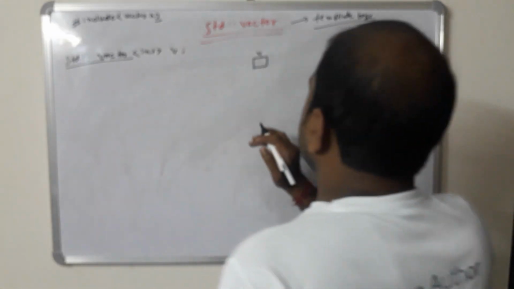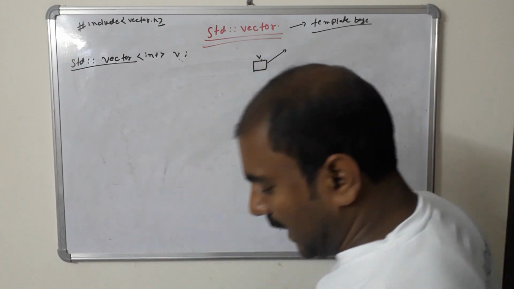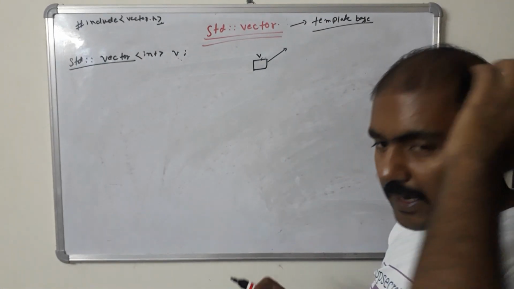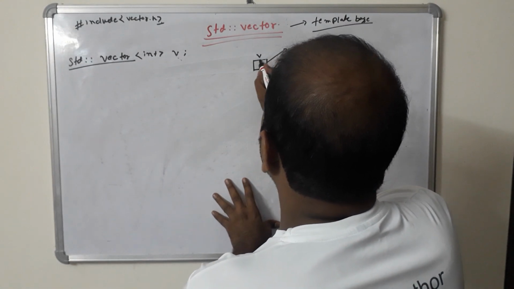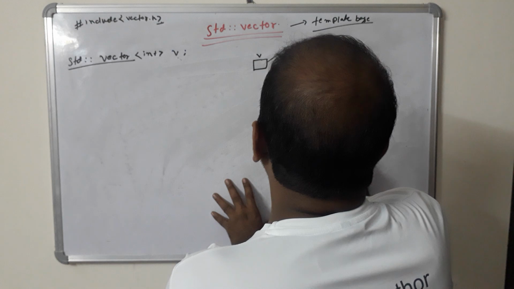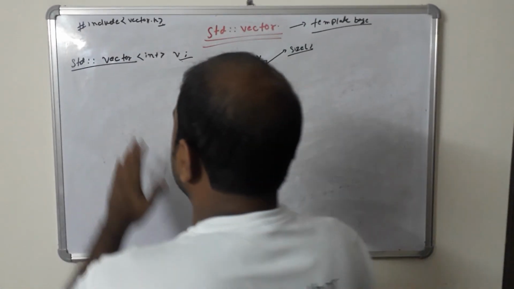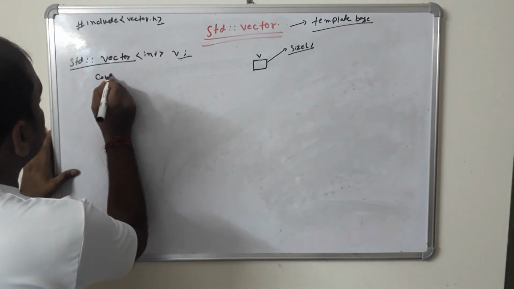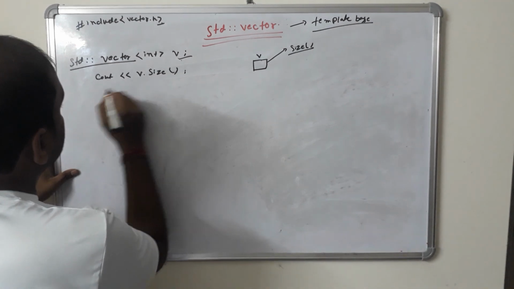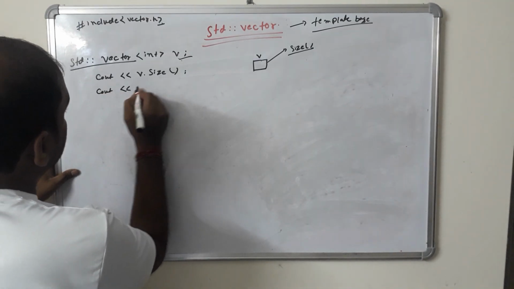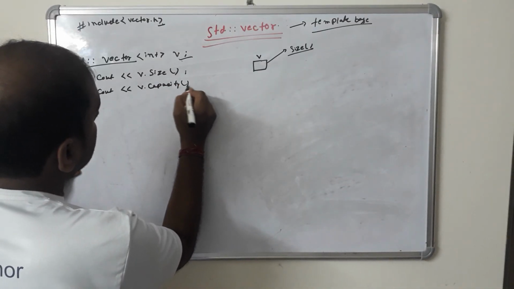So when this v is allocated, there are a few concepts that come up. Because this is the vector class, it has some public methods and some private methods. A few public methods are very important in the vector. The first is the size. After writing this line, you can print it like this: cout v dot size. There is another concept with the vector, that is capacity. You can print this also.